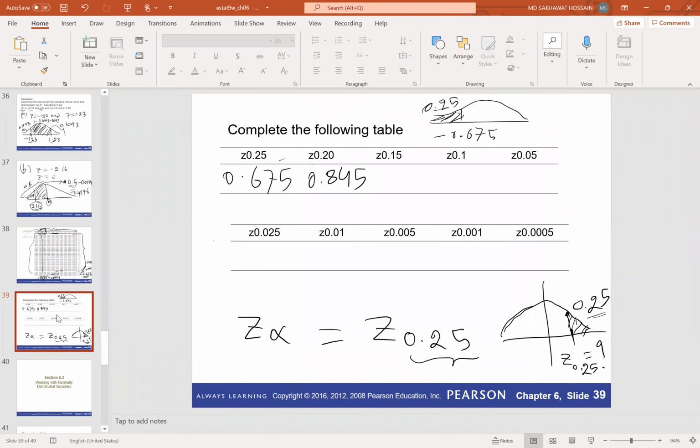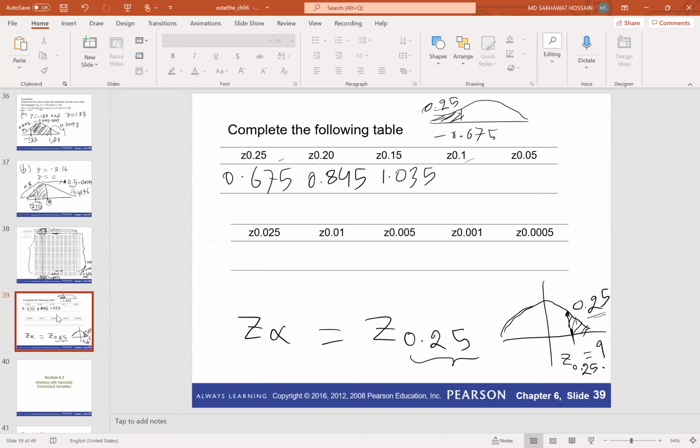Okay, so it will be then 1.035. Similarly, we'll find the z-score for this one and this one.